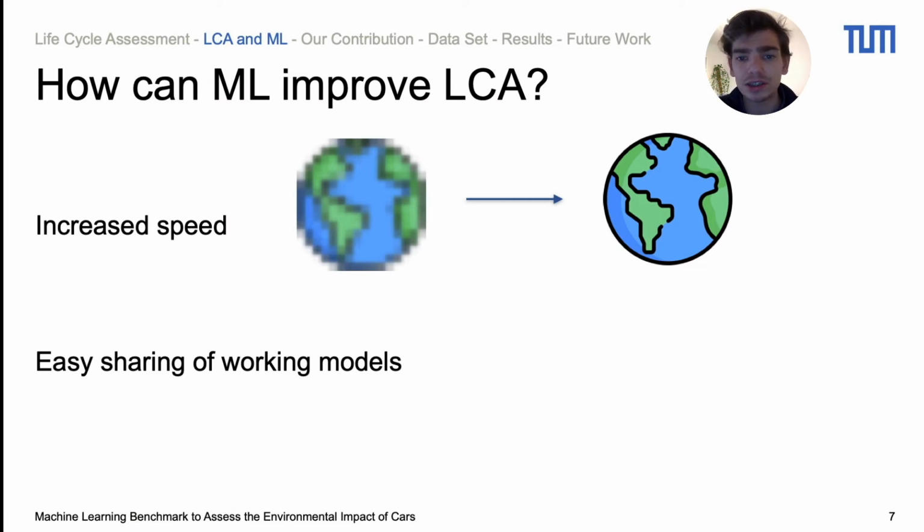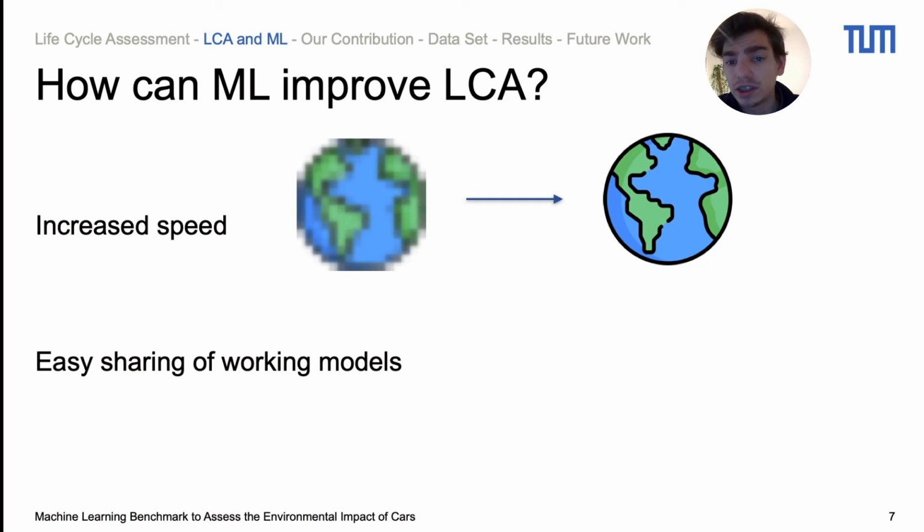The second advantage is the possibility to share trained models very easily. Often LCAs rely on proprietary data or process flows that are confidential and can therefore not be shared. Training machine learning models to replicate the LCA models allows the researchers to share their working models with other interested parties without the need to disclose any of this information.